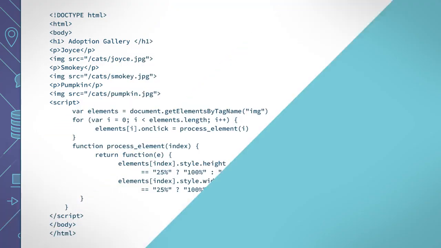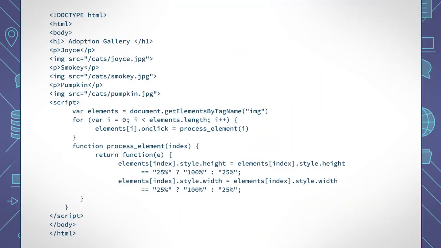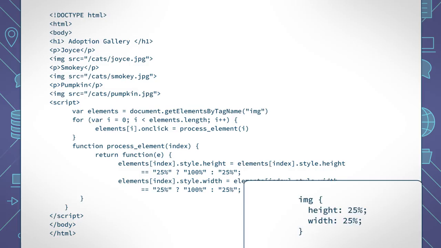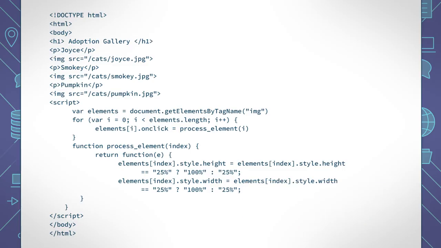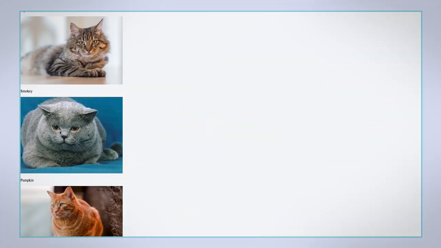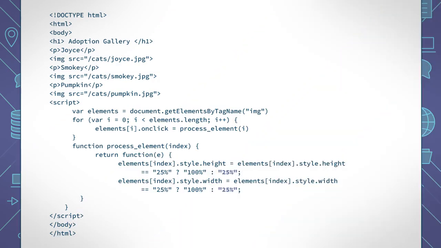Suppose the HTML document for this web page is this, and the corresponding CSS style file to set the default height and width of images looks like this. Let's consider what happens when the web page is loaded in a web browser. Initially, when the web page is loaded, all the images on the page are thumbnail-sized. Also at this time, the JavaScript embedded in the document runs.